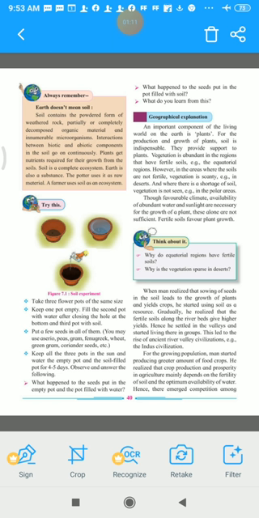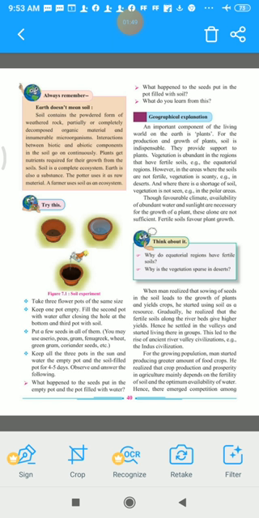It is the powdered form of weathered rock, partially or completely decomposed organic material, and innumerable microorganisms. So what does the soil contain? It contains the powdered form of weathered rock, then partially or completely decomposed organic material. Yes, we have seen the decomposition process, and innumerable microorganisms. This is all contained in the soil. Interactions between biotic and abiotic components in the soil go on continuously.